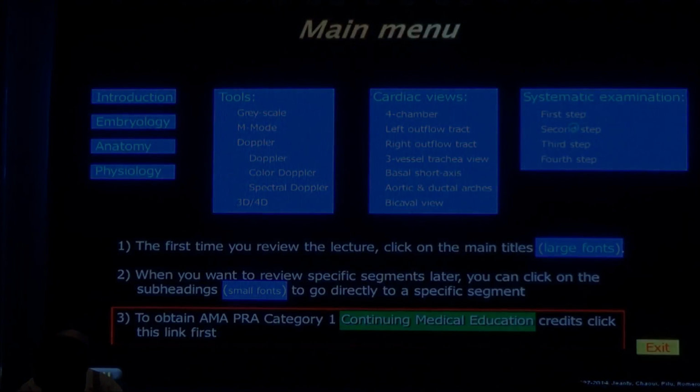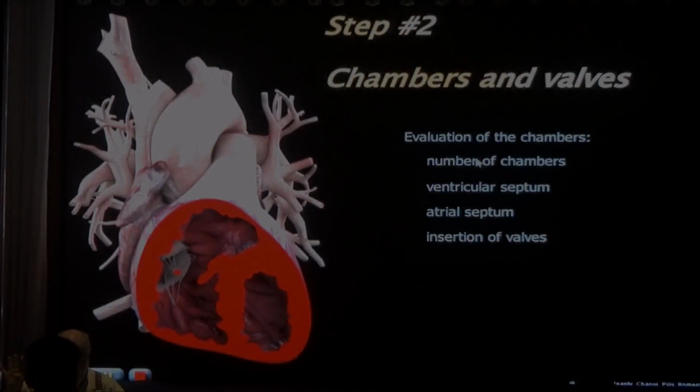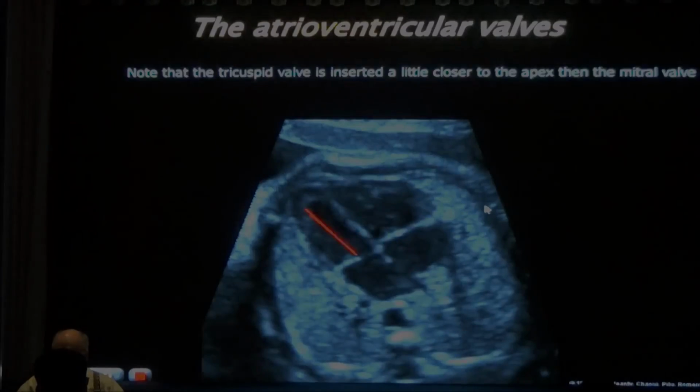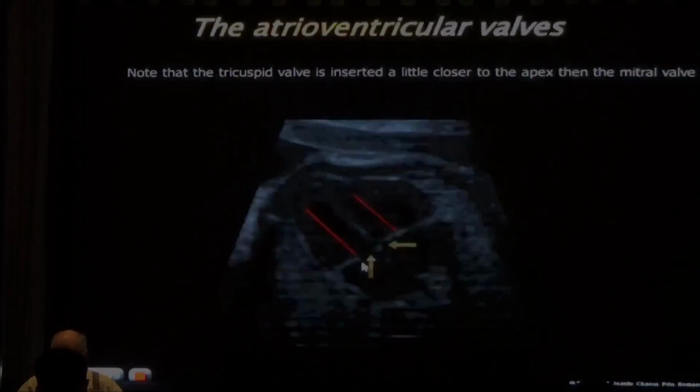Now, in the second step, we're going to start looking at the heart in itself. And what we're going to do is look at the chambers. We want to see that there are 4 chambers. We want to see that the atria are connected to the proper ventricles, that there is concordance. We want to see the ventricular and the atrial septum, and we want to see the insertion of the atrioventricular valves. So, I showed this, we can skip. Remember, the right ventricle is shorter, and you have this offset between the tricuspid and the mitral valve. The septal defect, I've shown you that.